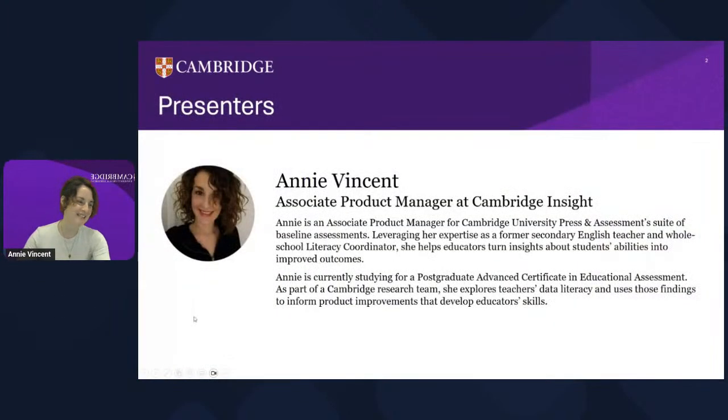Okay, so just as Lucy said, I'm a former secondary English teacher and whole school literacy coordinator, now working for Cambridge University Press and Assessment, specifically with Cambridge Insight, which I'll talk a little bit about in a moment. It is a suite of baseline assessments. I now work developing those assessments, particularly the reporting of the results, and how we support schools and teachers to effectively interpret and then utilise that assessment data.